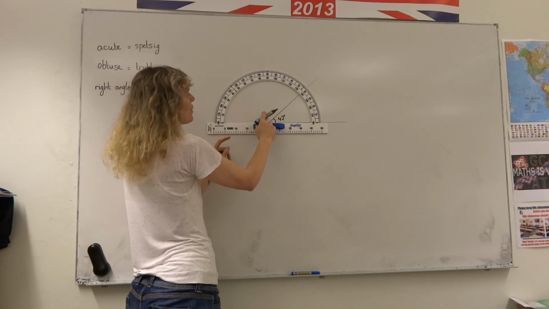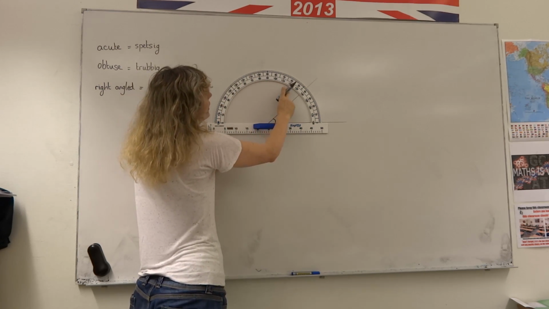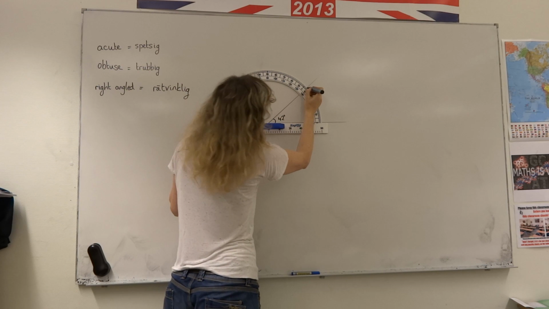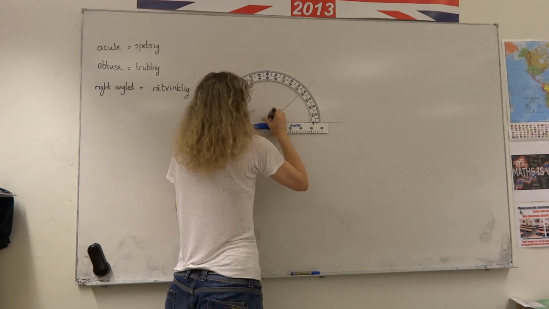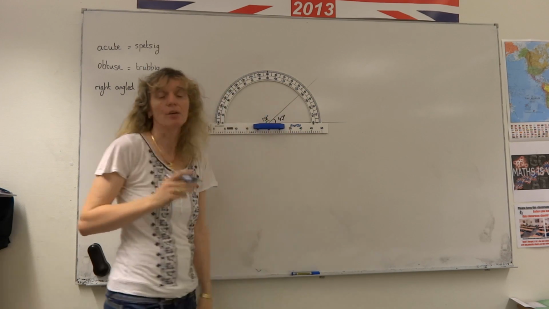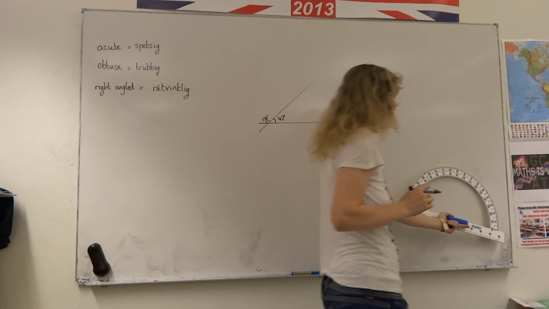If I wanted to measure this angle instead, I'd go around on the inner scale, 100, 130, 138 degrees. And you must use the degree sign, okay? That's very important. So what does that tell us then?